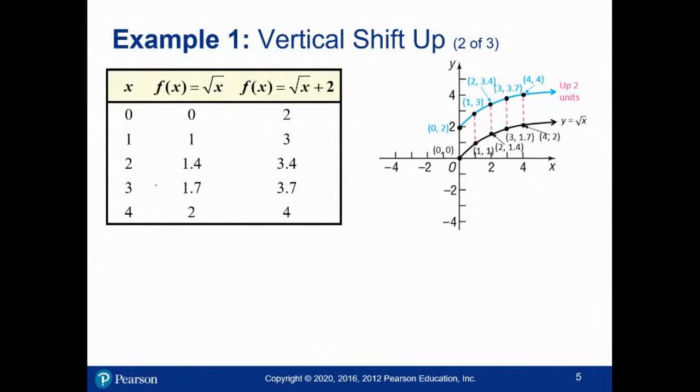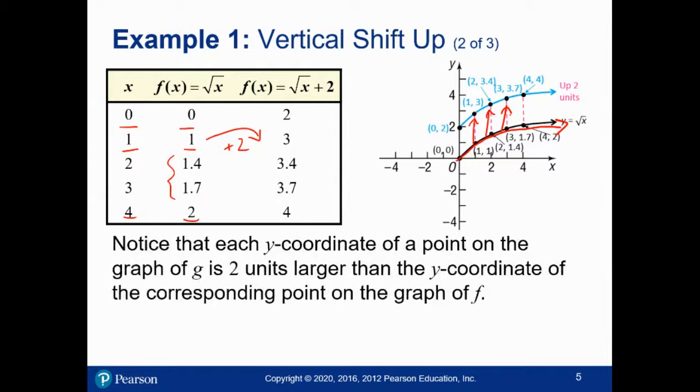So if we make this table, root x, the square root of 1 is 1, the square root of 0 is 0, the square root of 4 is 2, and here are some decimal approximations of root 2 and root 3. And all we have to do to go to our function here is add 2. So 1 plus 2 is 3, 1.4 plus 2 is 3.4. So everything on the graph here is how we already know how to draw root x, and everything just goes up by 2 units. So this is what's called a vertical shift.